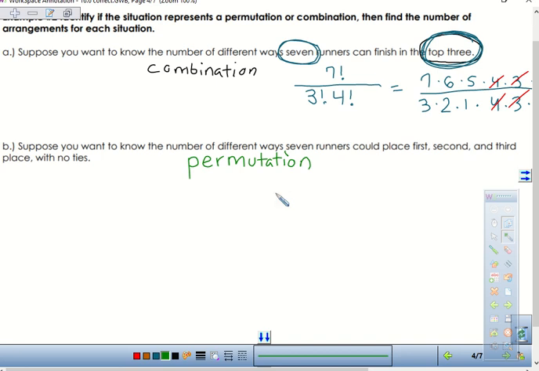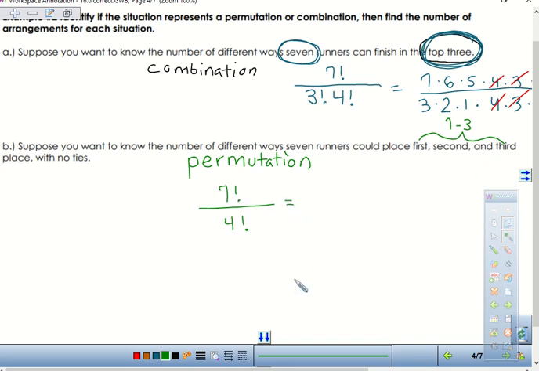So with a permutation, the formula looks like this. It's going to be the number of things you have to choose from, factorial, over the number of things you have to choose from minus the number of things you are choosing, which is what? Yes. Sorry. Yes. So it's going to be 7 minus 3 on the bottom. So does everybody see how I got that? Okay. So this number comes from this minus the number of things you have to choose. 7 minus the number of things you have to choose.